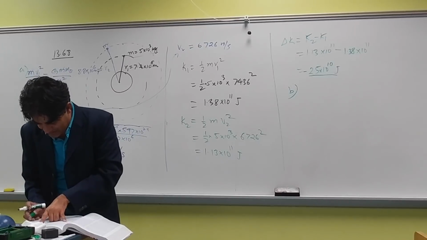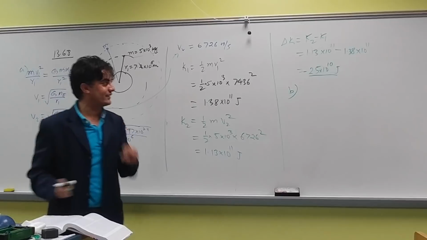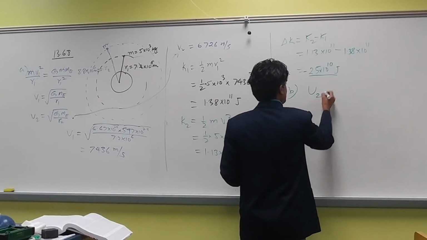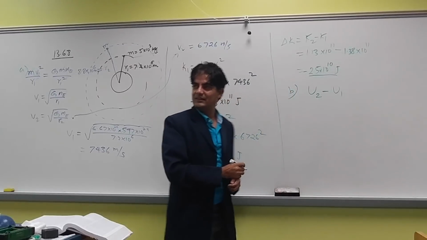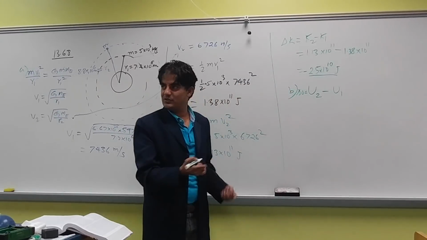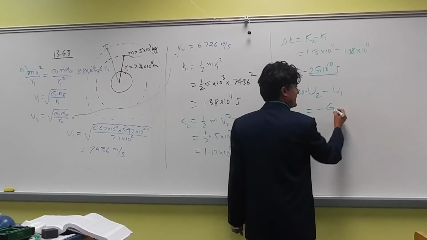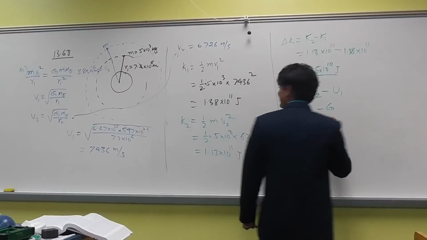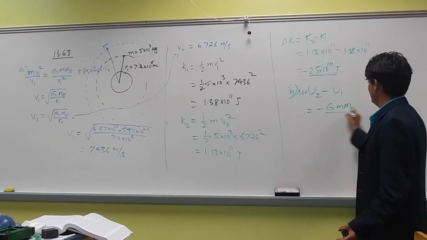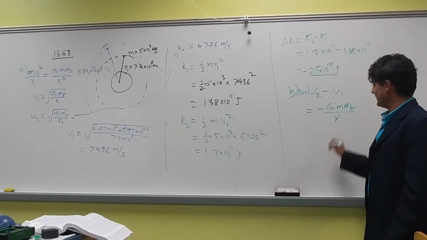The next one asks, what is the change in the rocket's gravitational potential energy? Now here's the thing. What is U2 minus U1? The change in potential energy, delta U, is U2 minus U1. What is U2? It is minus G M M_E divided by R.